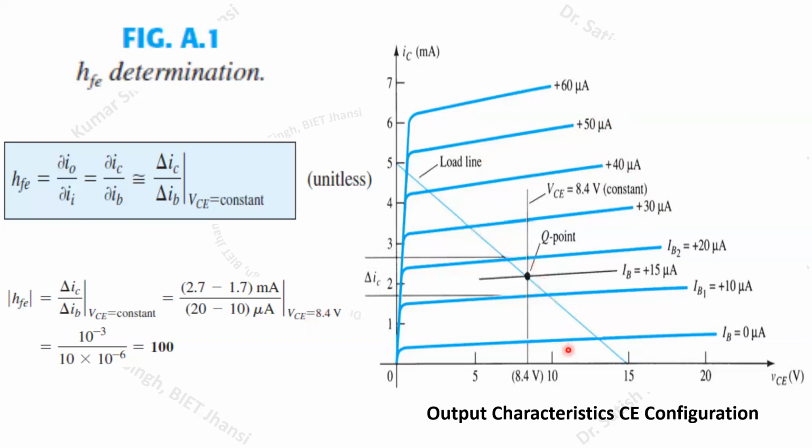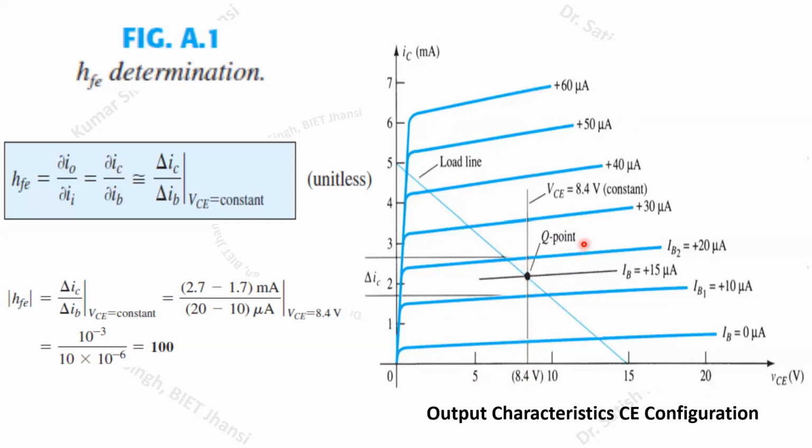Normally when we calculate HFE, we have to calculate this particular ratio. It is the change in the collector current IC with respect to the change in the base current IB, while keeping the collector to emitter voltage constant. Where will the collector to emitter voltage be constant? If you draw any vertical line, because here we have the variation of the collector to emitter voltage, this vertical line corresponds to a constant collector to emitter voltage.